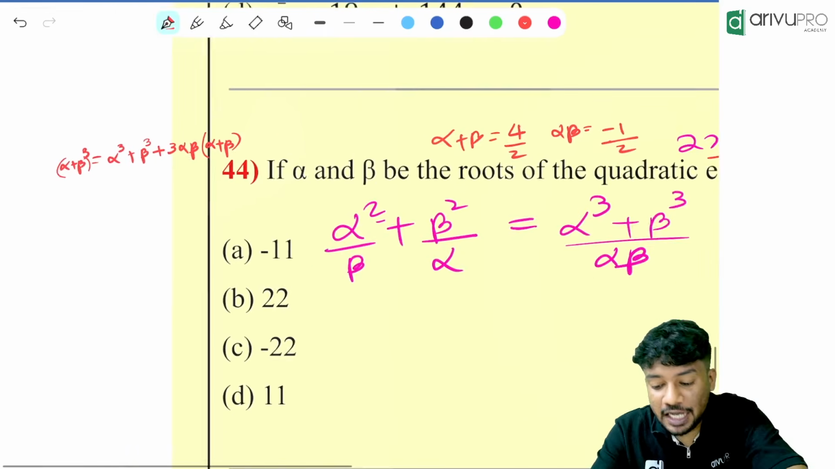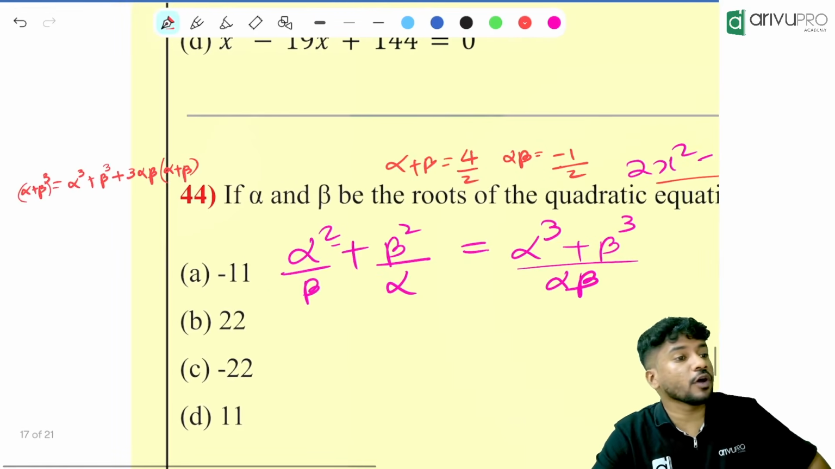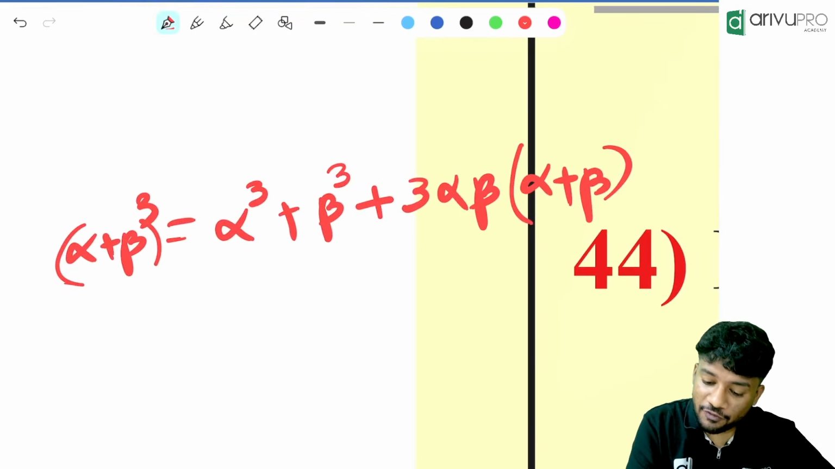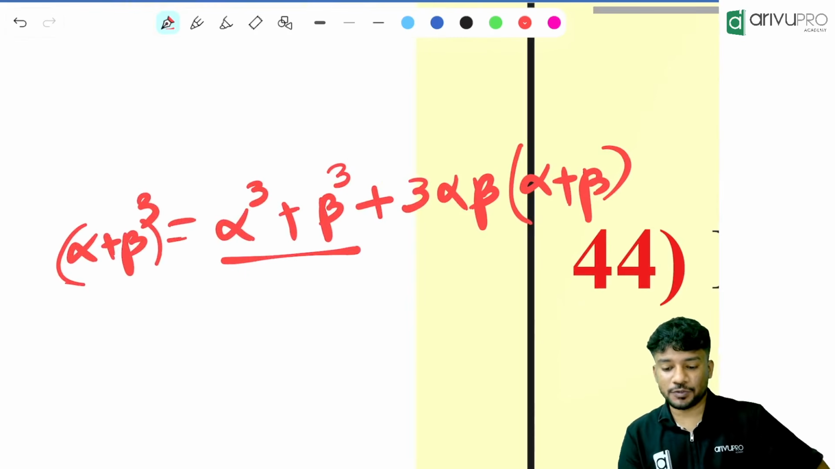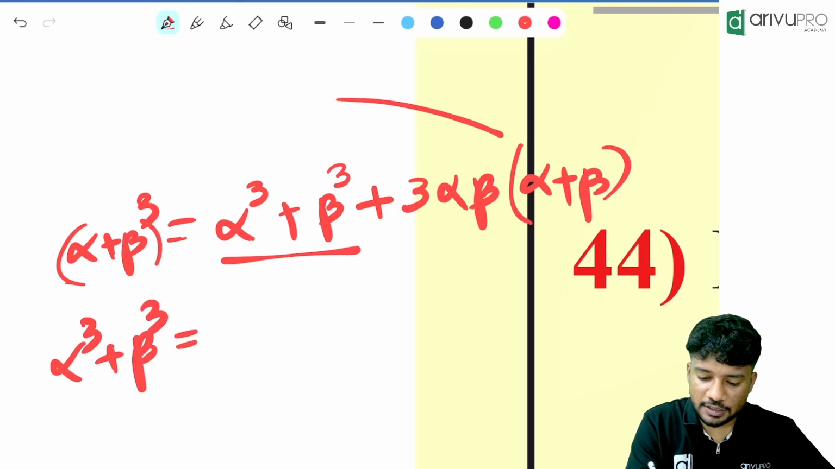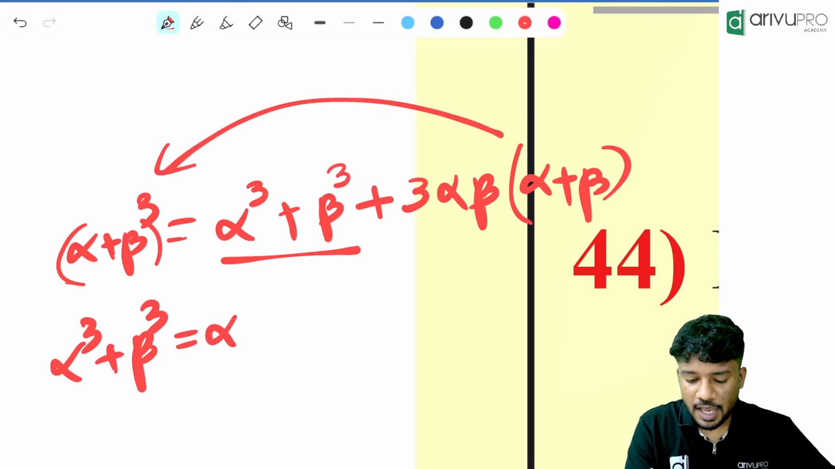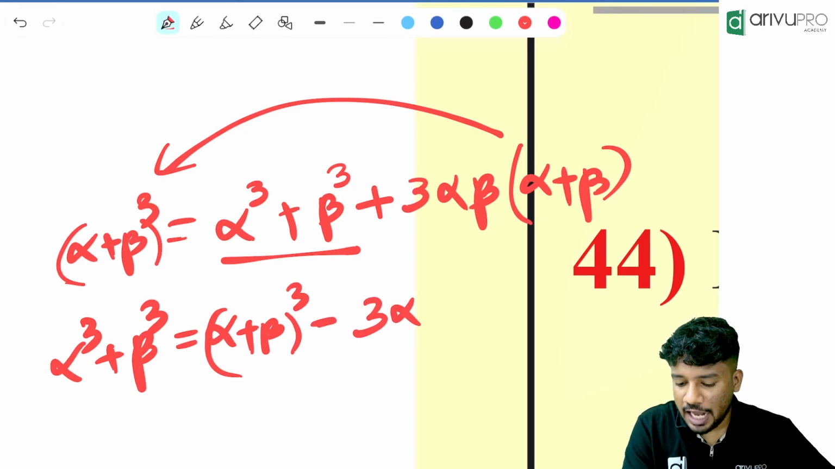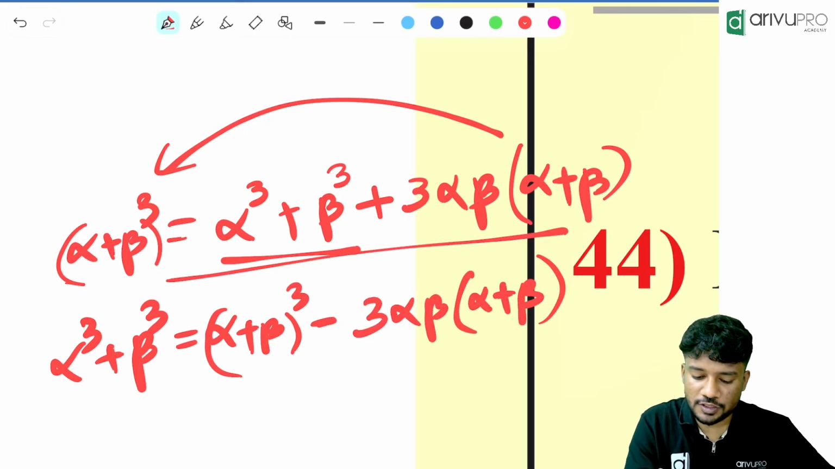Now, are they asking for (alpha plus beta) the whole cube? No, they are asking for alpha cube plus beta cube. So rearrange. Alpha cube plus beta cube is nothing but, if you take this entire thing to the left hand side, (alpha plus beta) the whole cube minus 3 alpha beta into (alpha plus beta). Make a note of this formula.